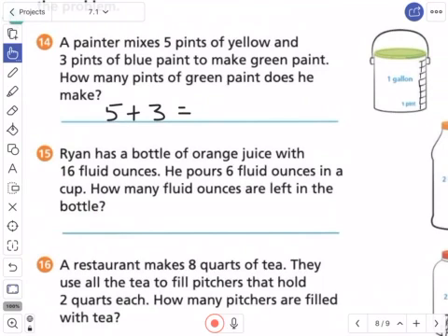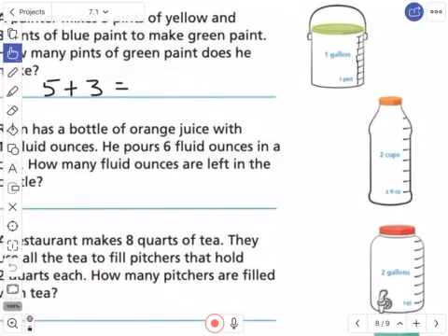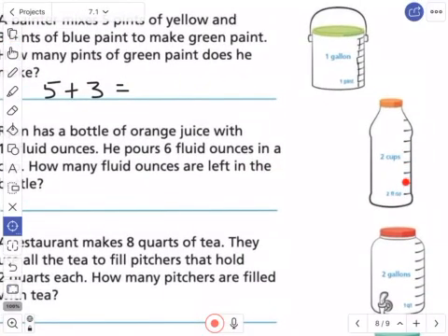Ryan has a bottle of orange juice with 16 fluid ounces. He pours 6 fluid ounces in a cup. How many fluid ounces are left in the bottle? So you have to figure out what's the operation. Also make sure to add in your pictures over here, like your lines.